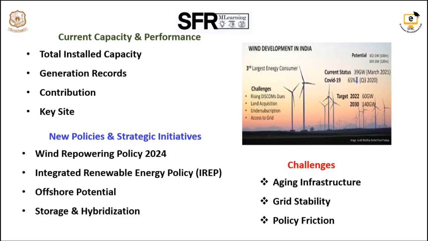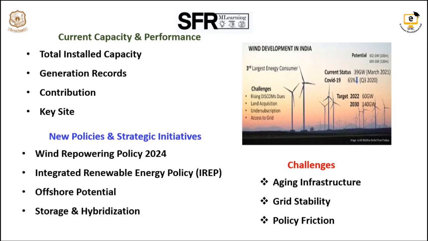There are so many new policies and strategic initiatives that have been applied by Tamil Nadu and India. The Wind Repowering Policy 2024 was introduced to replace older inefficient turbines with modern high capacity models. The Integrated Renewable Energy Policy is named IREP. It was announced in the 2025-2026 budget to streamline solar and wind hybrid projects and reclaim the top national spot.